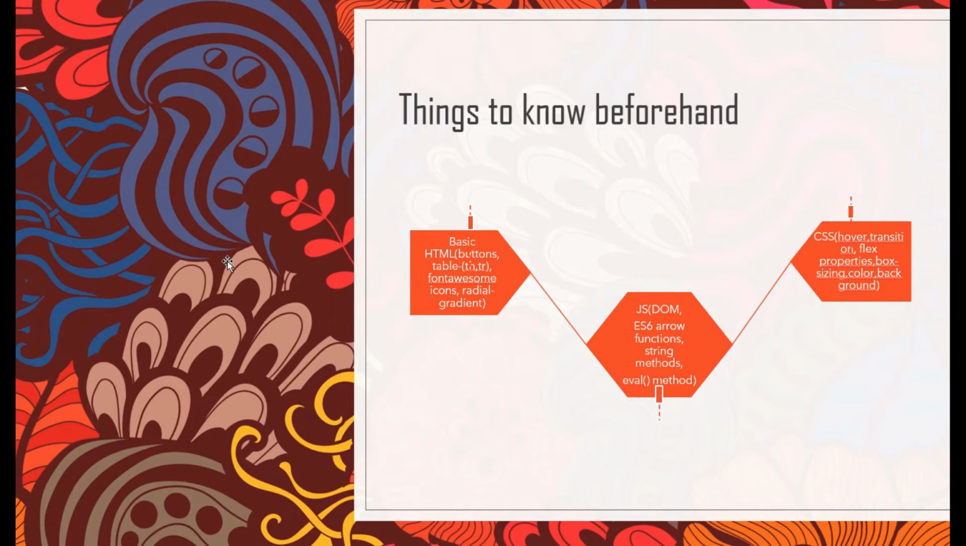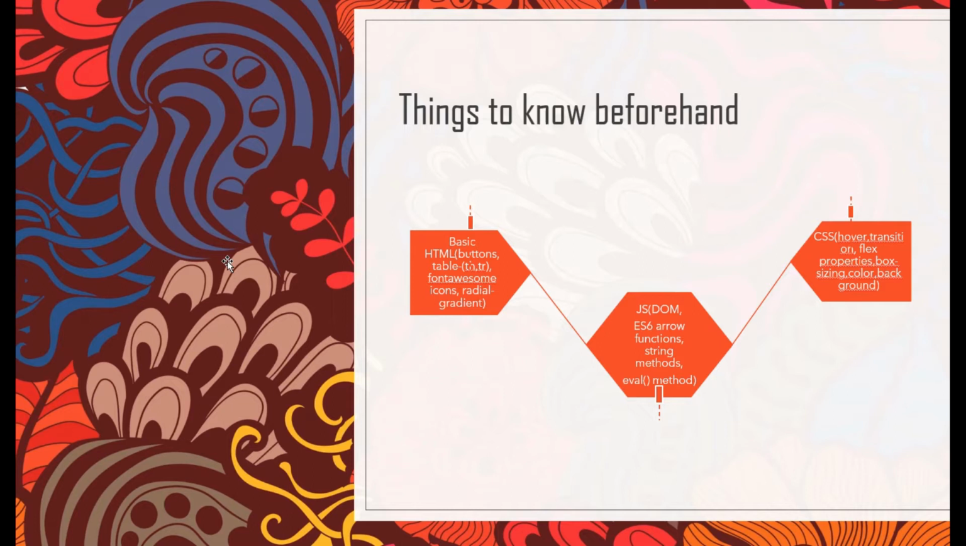And after HTML, we'll directly move to JavaScript instead of CSS because I want to do the basic calculations first. I want to do all the operations related to the calculator in our JavaScript, and later on we could style them. So coming to JavaScript, we need to have the knowledge of DOM, which is Document Object Model.